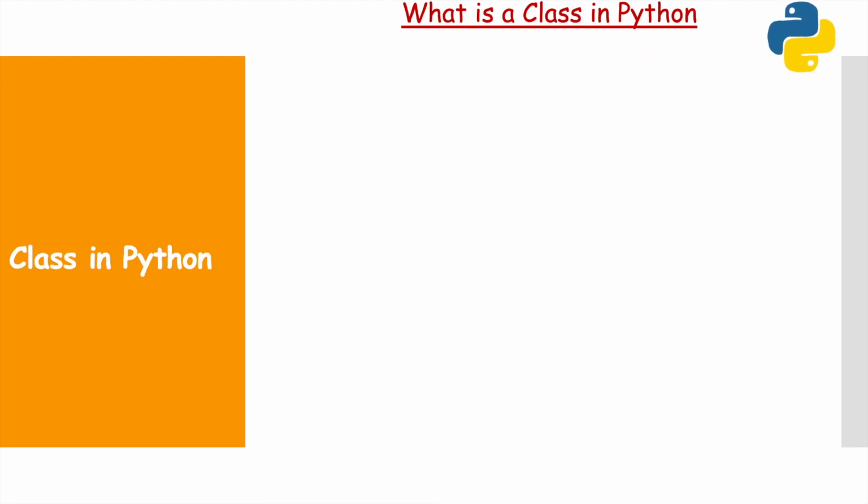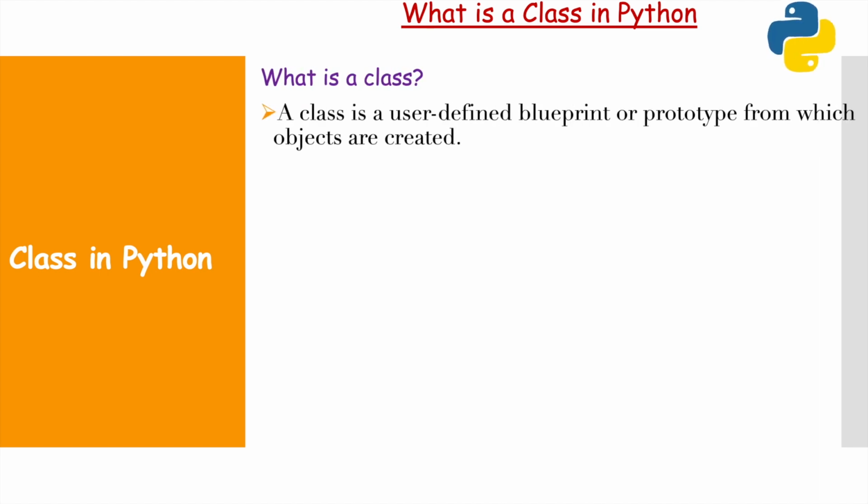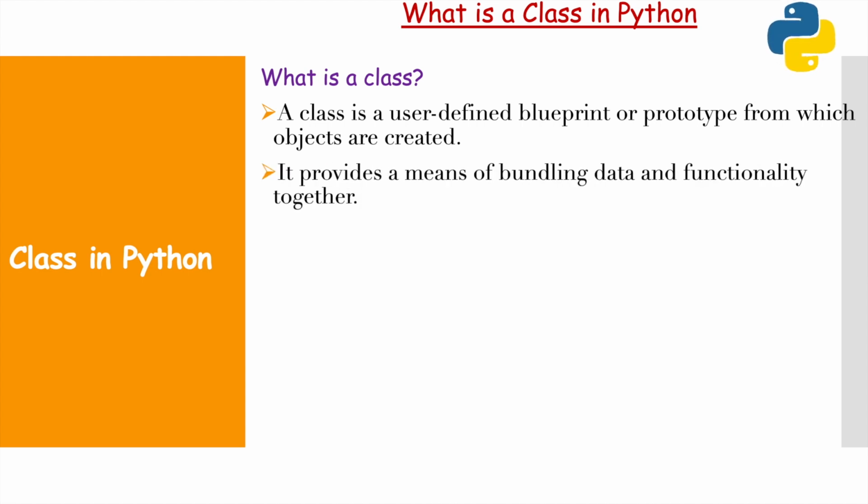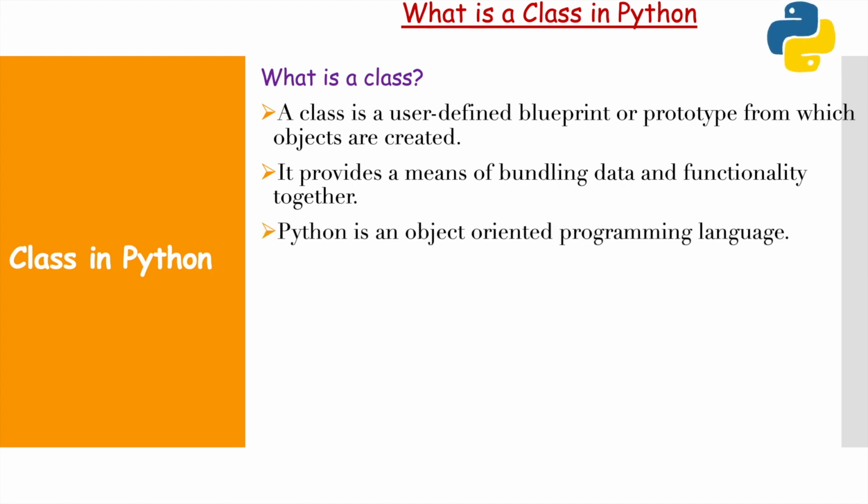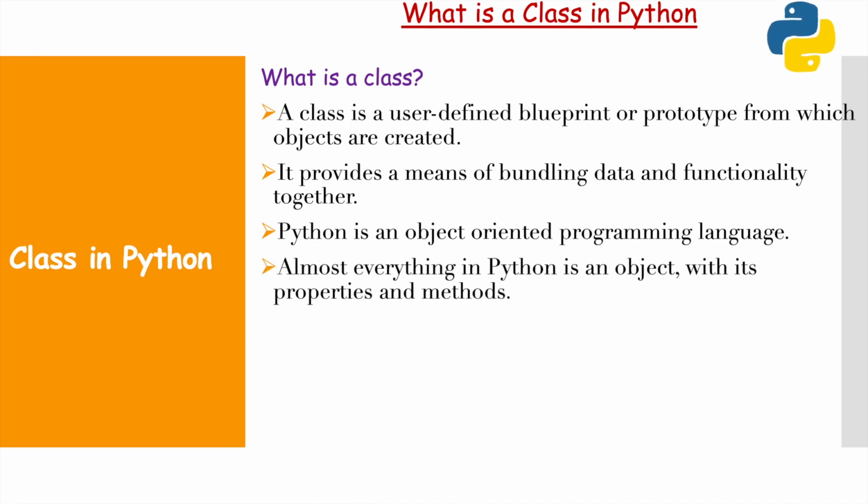Now let's see what is a class in Python. So what is a class? A class is a user-defined blueprint or prototype from which the objects are created. And it provides a means of bundling the data and the functionality together. Python is an object-oriented programming language, as I've told you earlier. And almost everything in Python is an object with its properties and methods.